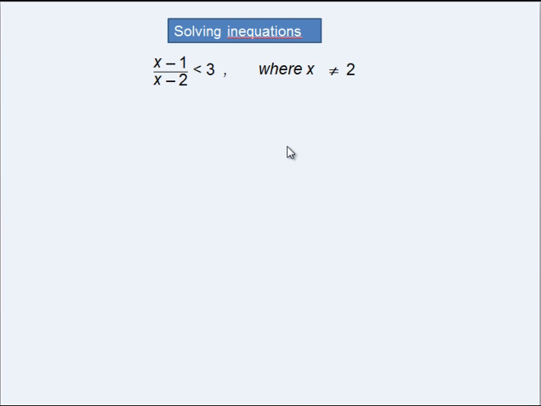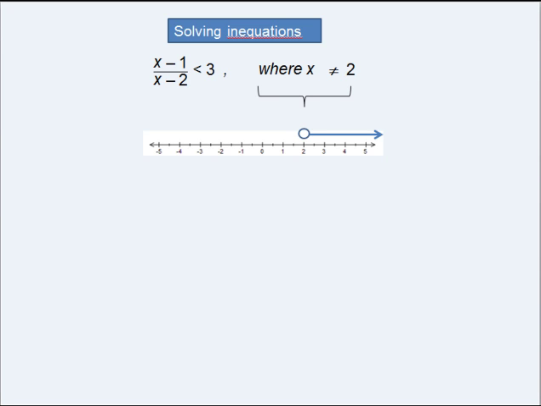In this video I'm going to solve inequations of the form, as you can see on the screen, (x - 1)/(x - 2) < 3, where there's an initial condition as well that x can't be equal to 2. This means that x equals 2 is not part of the solution, therefore the open circle.